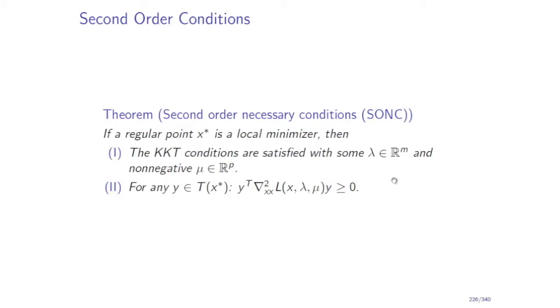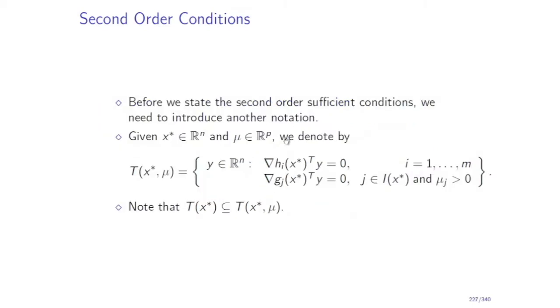All right, so let's discuss how exactly we expand this T of x star. Here we introduce a new set which is denoted by T of x star mu. The only difference of T of x star mu compared to T of x star is that we add one condition here, mu j greater than 0, when we treat the inequality constraints. So if we just remove this part here, we obtain exactly the definition of T of x star.